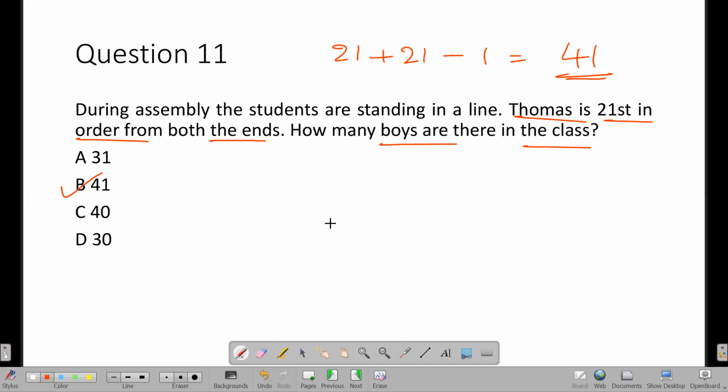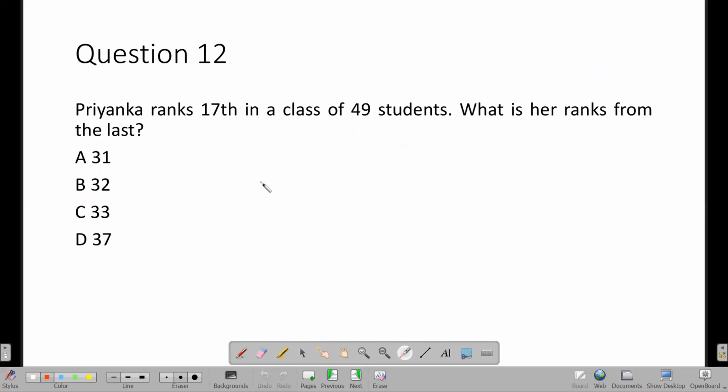Okay, you can even draw it and write it like this. You can consider Thomas here. Thomas is 21st from the front end. So in front of Thomas, 20 people. He is 21st in the order from the rear end also. So 20 people following Thomas. So that 20 plus 1, 21, 20 plus 1, 21. It is 21 from both ends. Total number of boys in the class, you can see 20 plus 20, 40 plus 1. You are again getting it as 41. So I'm just sharing both these methods. Okay, let's go to the next question now.